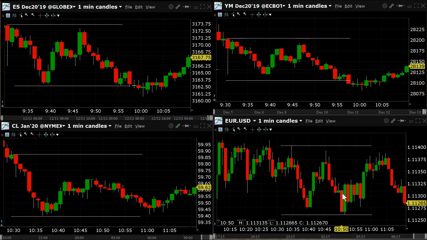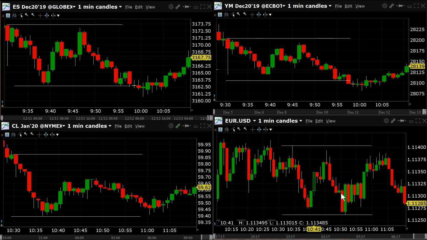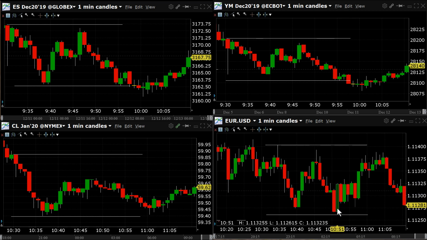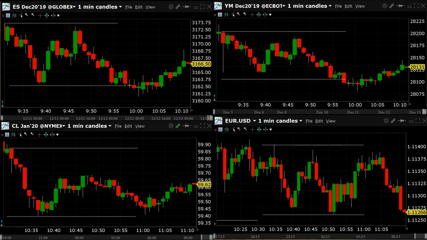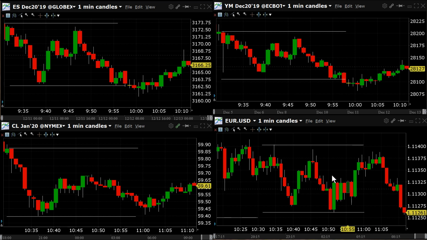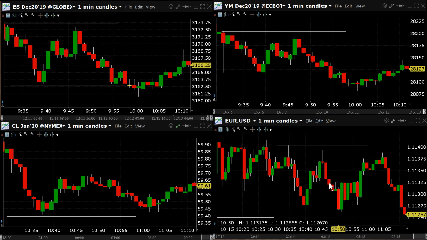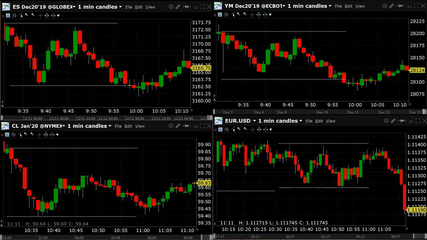All right, Euro US dollar continuing with its move of an offset entry to go short. It's going to go short off the lines here at 260. 260, it's a short signal. Hit 262. There it is. Short signal on the Euro US dollar. Nice move.